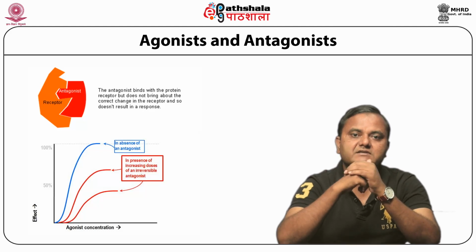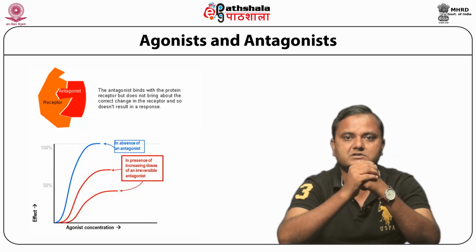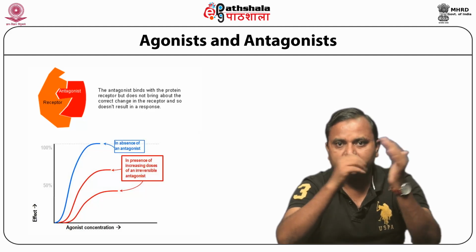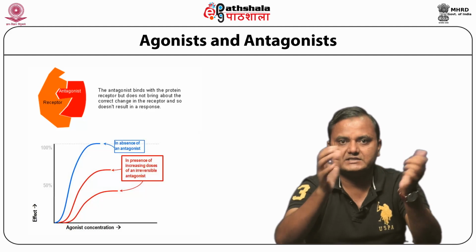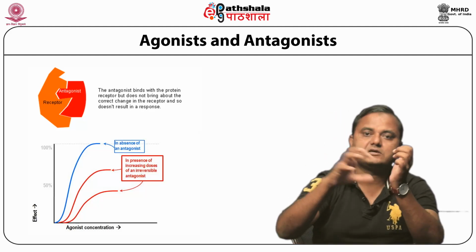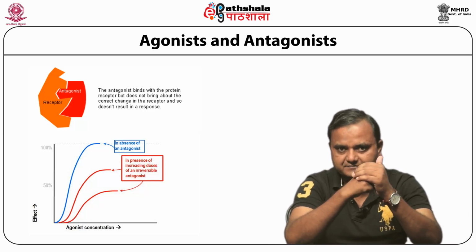In the reversible competitive antagonism, agonist and antagonist form short-lasting bonds with the receptor, and a steady state among agonist, antagonist and receptor is reached. Such antagonism can be overcome by increasing the concentration of the agonist. You can see here in the graph.